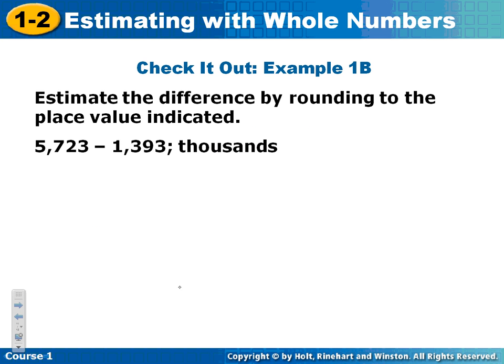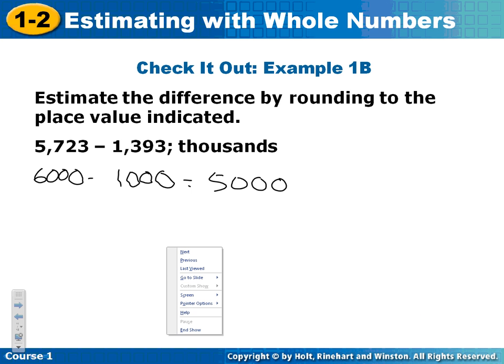Next one. Rounding it to the thousands place. We're rounding to the thousands place. 6,000, very good. Minus what? $1,000, very good. Equals 5,000, good. All right, moving on. It's getting boring now.